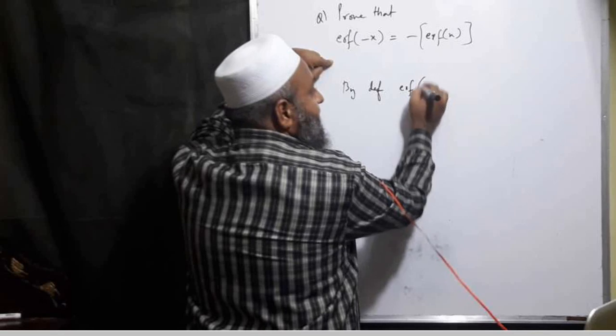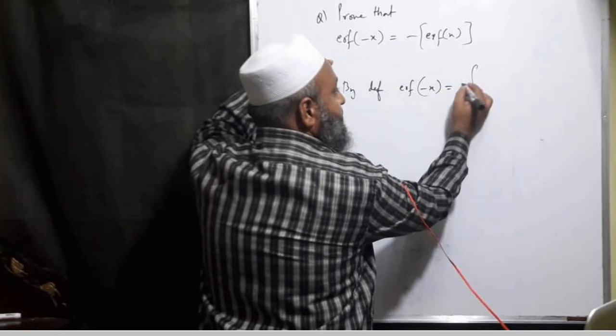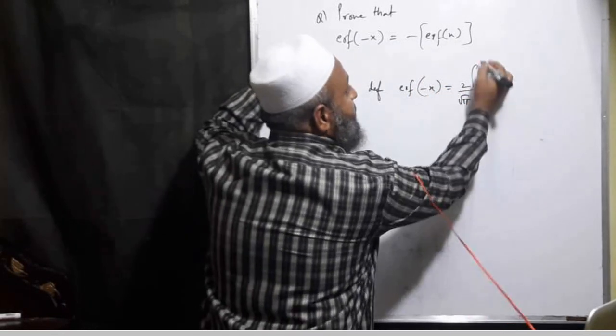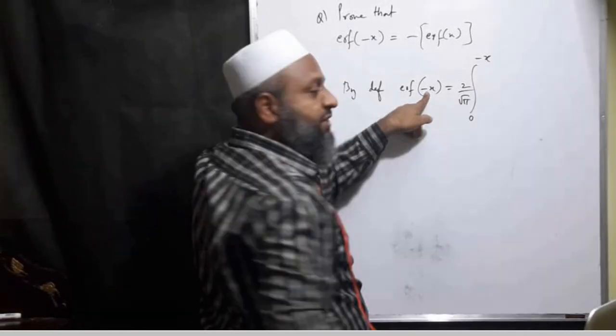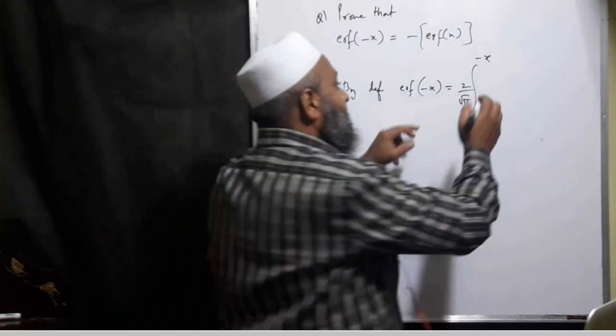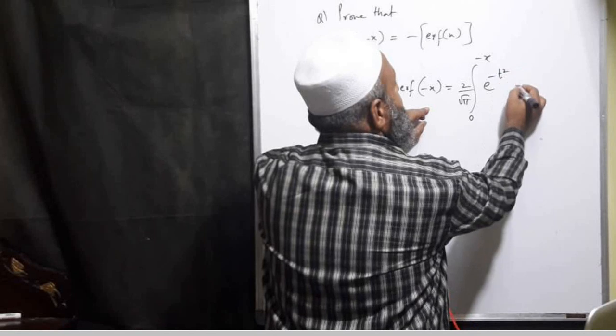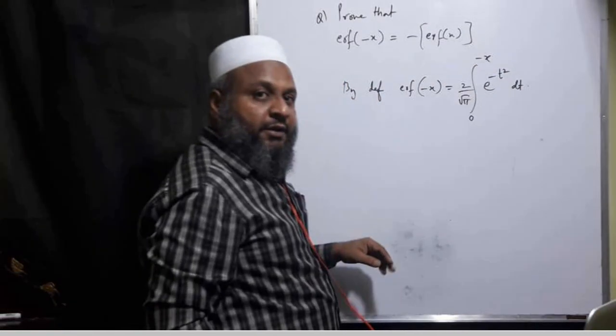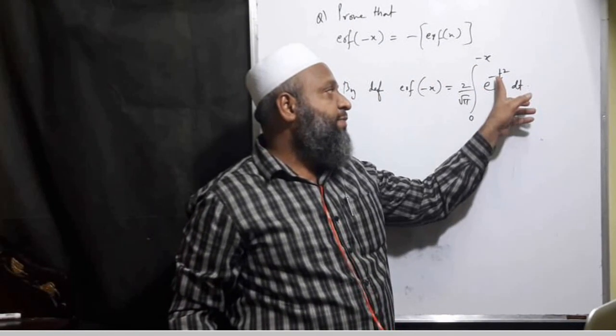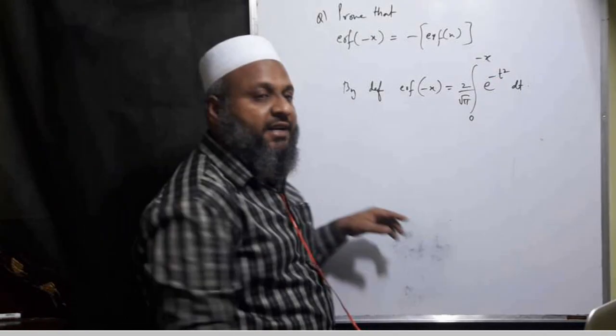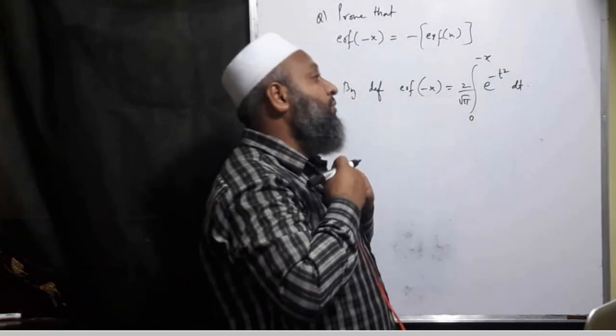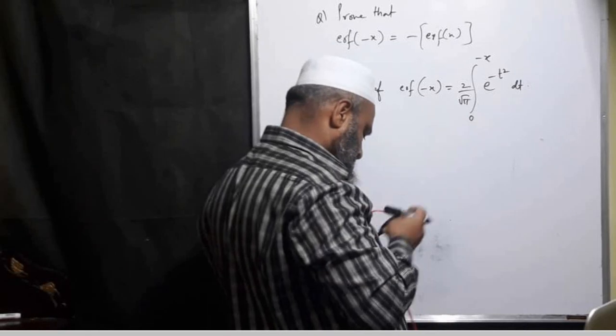error function at minus x is 2 by root pi integral 0 to minus x, because whatever input is there, that input we are going to write it here. So it is e to the power of minus t square into dt. Now it is integrated with respect to t. t is the variable of integration. Let us take a small substitution now.